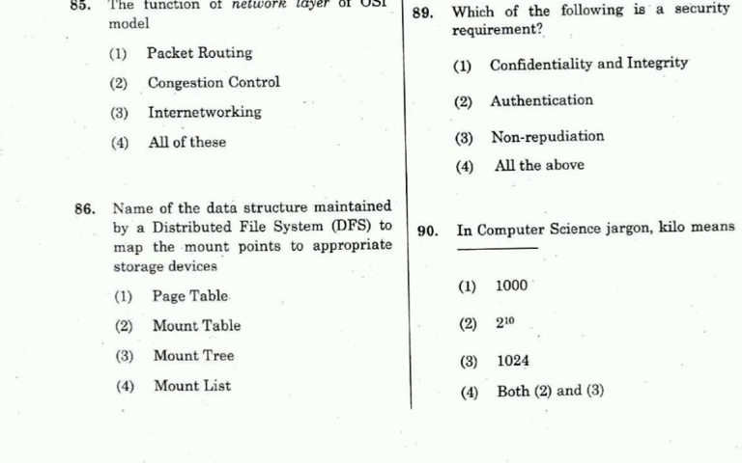In computer science jargon, kilo means. So here in the computer science jargon, kilo means 1000. In computing, kilo refers to 2 power 10, that is 1024, used for memory and storage calculations. So that is option 4, both 2 and 3 are correct.